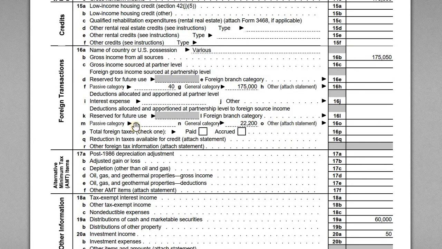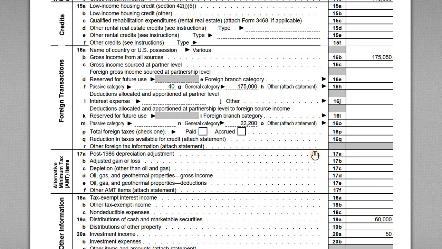Then in lines 16 M and N, we indicate what types of expenses are connected with these foreign source earnings. So in this case, we have general category expenses. That's the total amount of expenses. Remember on page 1, 22,200. Those are all going to be foreign source, all foreign in that they're connected to the foreign source earnings here.